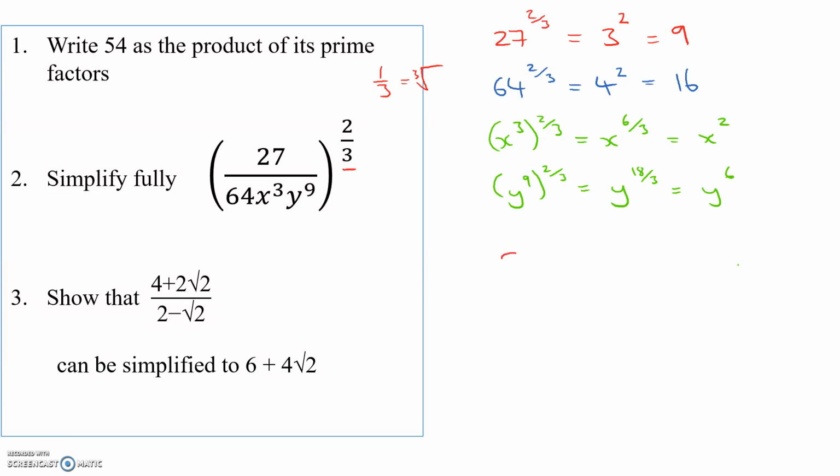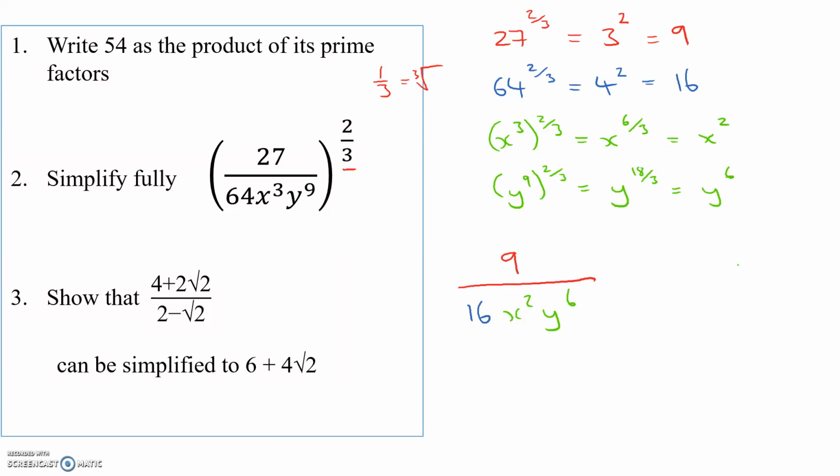Let's put it down here and then we'll start again. We've got the 9, which was the 27 to the 2/3, over 16, which came from the 64 part. And then we had x squared y to the power of 6. Okay, so we can't simplify the 9/16 anymore, otherwise we could cancel down a bit. That's as simple as we can get. So we've got 9 over 16 x squared y to the 6.